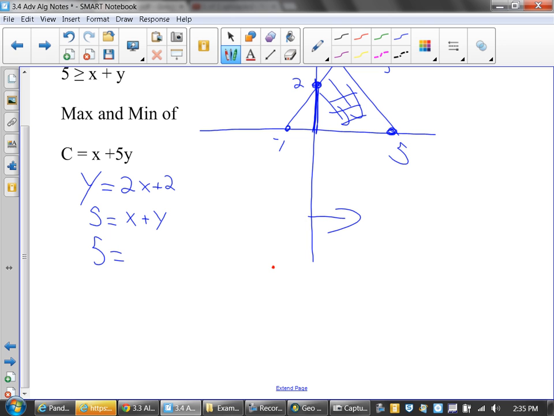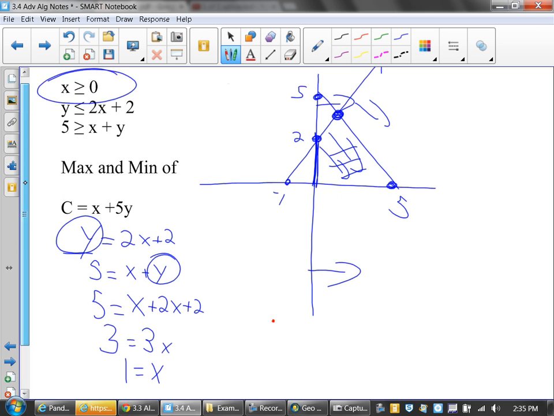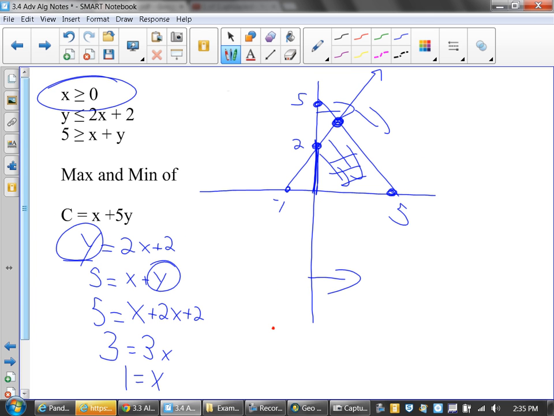So 5 is x plus 2x plus 2. All I did was substitute in here and here. Move the 2, and I get x is 1. Yes, sir. How do you know how low you can go? How far down? It's a good question. Am I bounded at the bottom? No. Correct. That's why I'm confused, because this continues, doesn't it?